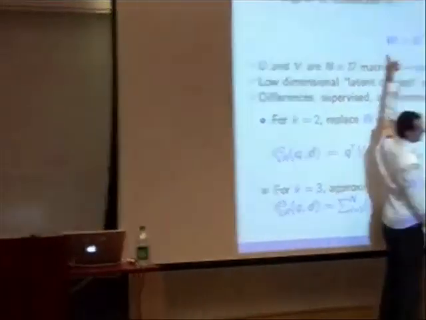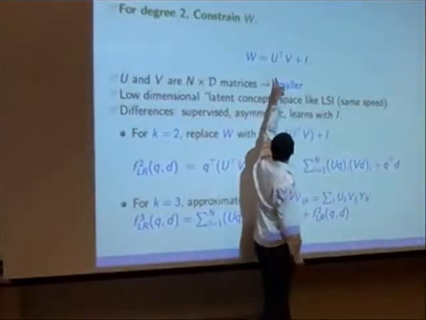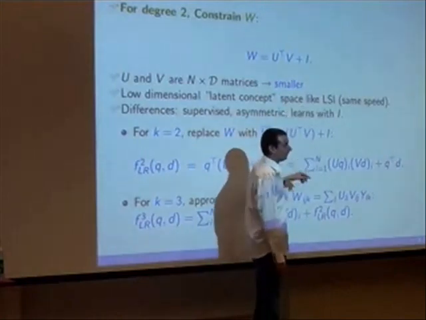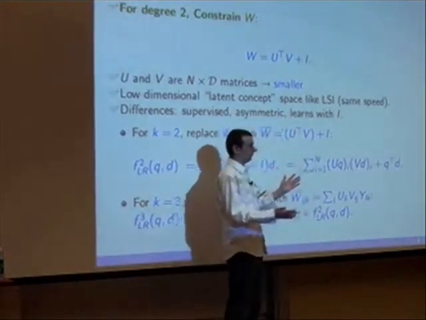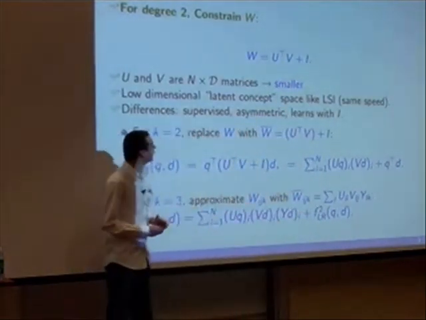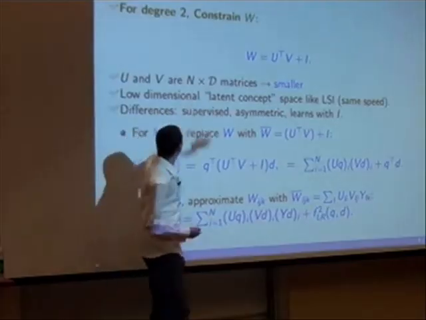So this thing was a D by D matrix, right? And these two are D by 200.